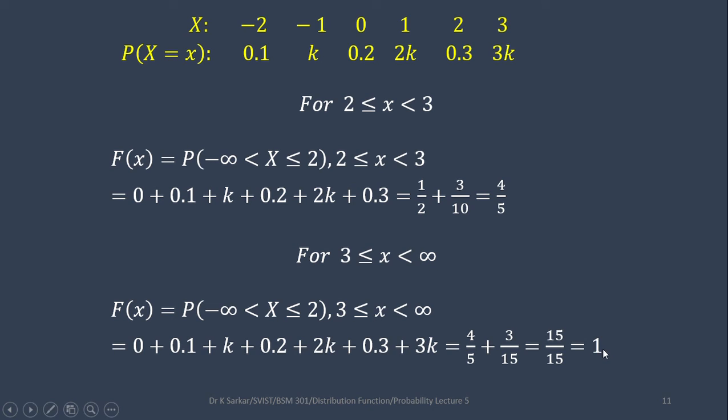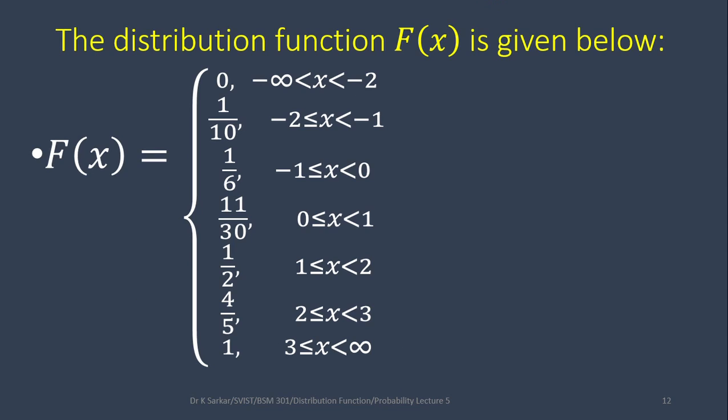If you are not getting 1, then you will think that there must be some calculation problem in your sum. Or if you are getting 0.999 or 0.9, then also your answer is correct. So let us write the distribution function for all the intervals in this way. So that is your required answer.